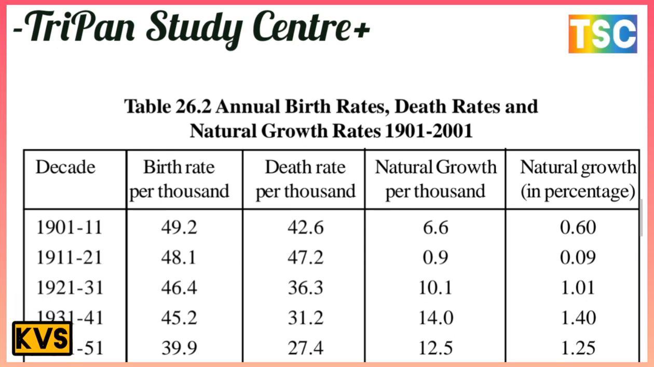Then 1941 to 51. The birth rate is 39.9, but the death rate per thousand has decreased, and the natural growth per thousand is 12.5. In 1931, the natural growth rate per thousand is 14.